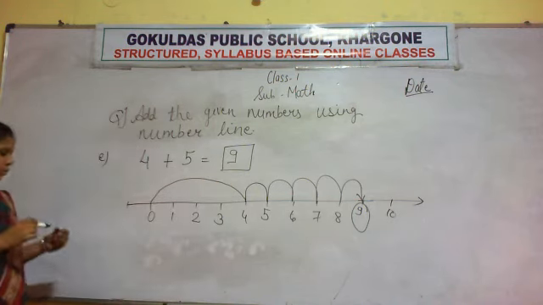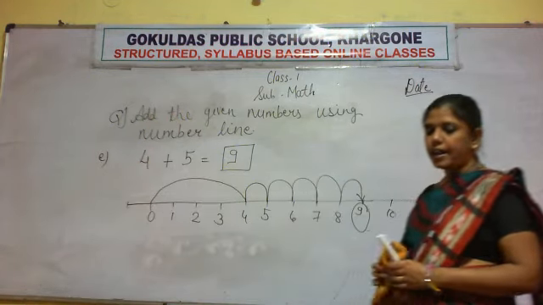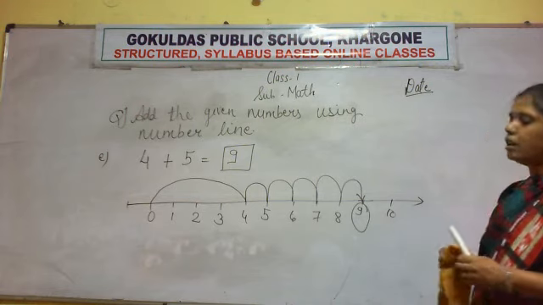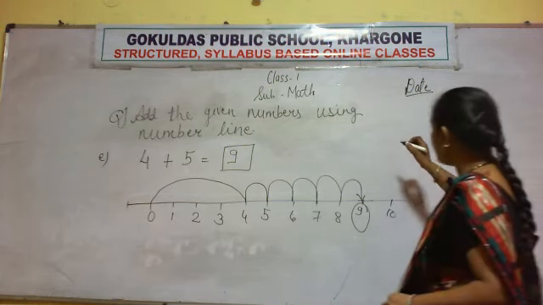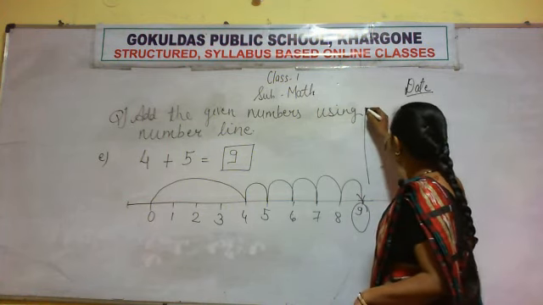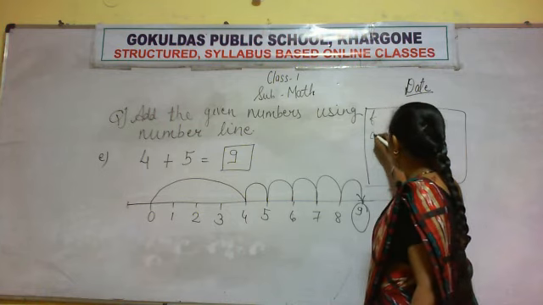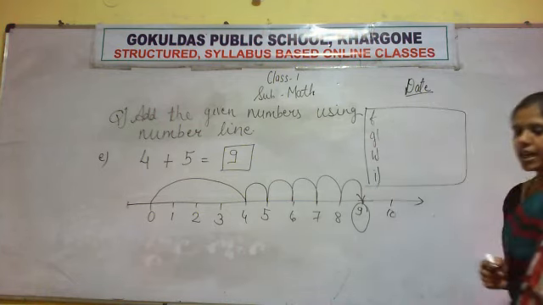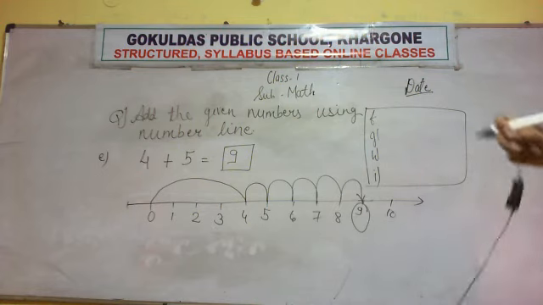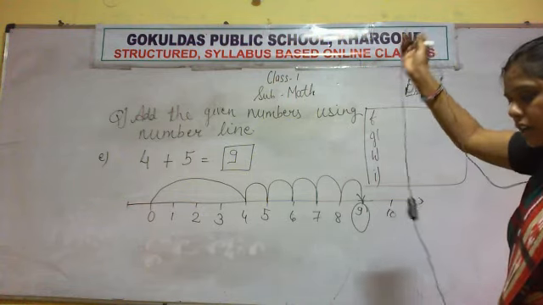Okay. I hope you all have understood how we add the numbers using the number line. So, 5 questions we have done. So, here I am writing homework questions. So, after E, F, G, H and I. 4 questions I am writing. So, you have to solve these 4 questions in the same way using the number line.